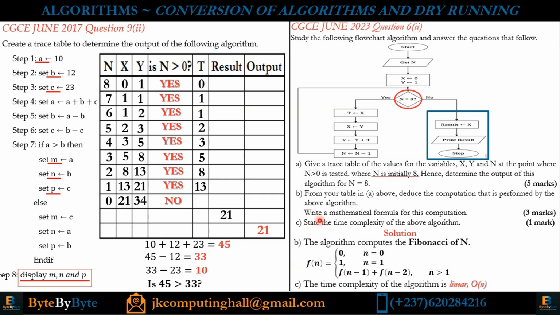And now the C part says state the time complexity of the above algorithm, and the time complexity of Fibonacci is linear, O(n). That is what we have. When we shall be talking about time complexity of algorithms, we are going to understand this particular case. So this is what was expected from you students in June 2023 for 9 marks.